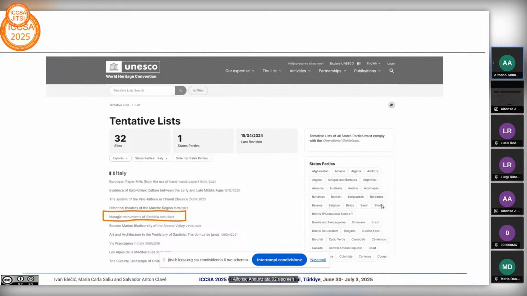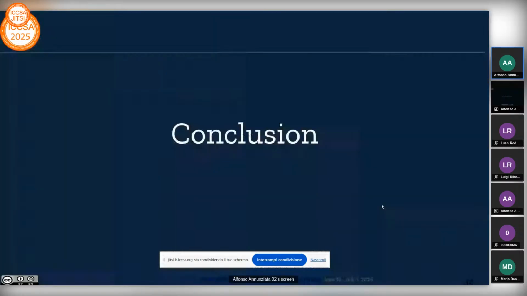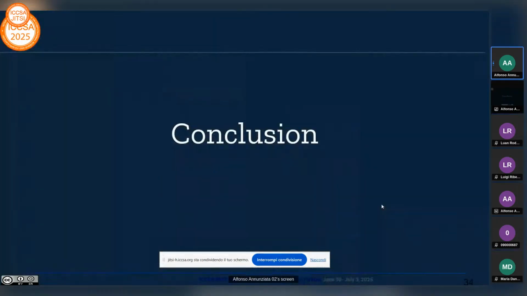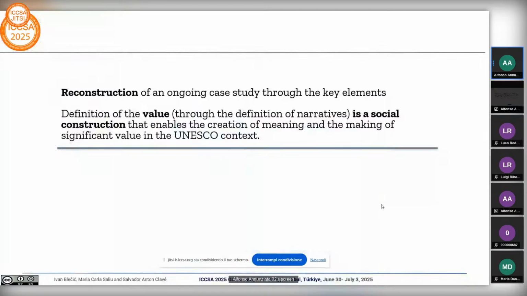And with this submission in the Italian tentative list, the ex ante phase officially ended and the during phase started. But today I'm not talking to you about this phase, which is actually an ongoing phase in that process.